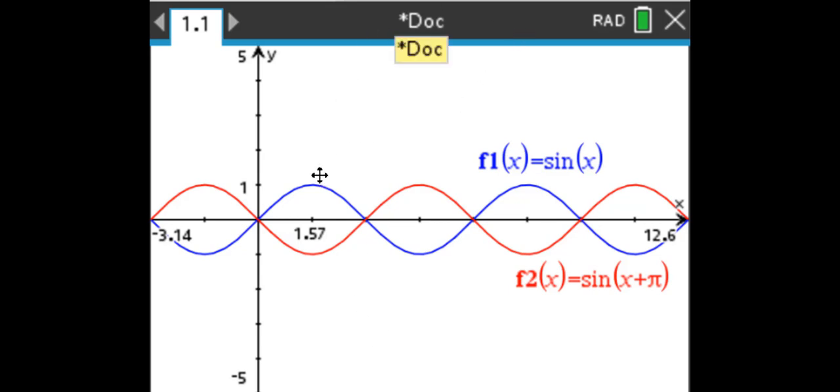Every key point, so if we look at this maximum turning point here, it's moved 1, 2 graduations, which is 2 lots of pi on 2, so it's moved pi to the left.